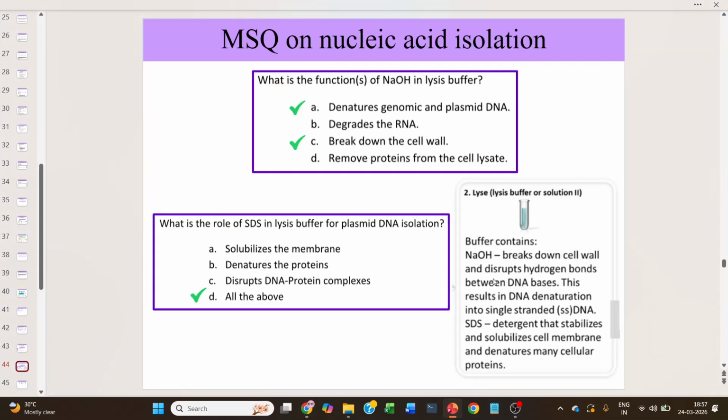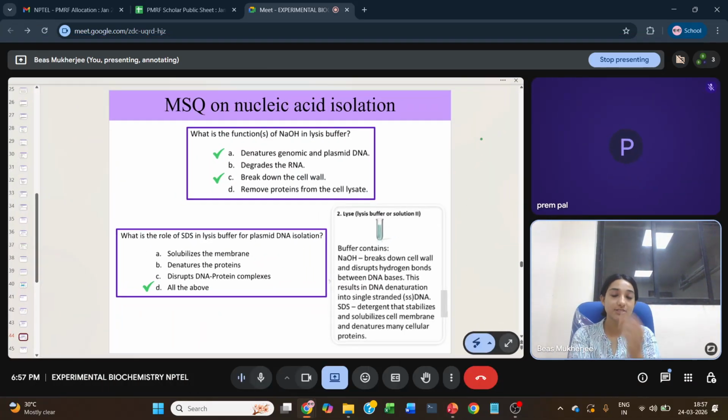So we will look at the right answer. A and C. Yes, right. Because NaOH also helps in breaking down the cell wall, and removing protein from the cell lysate is something it is not doing. This is done by SDS. NaOH's main role is denaturation of plasmid and genomic DNA, but it also helps in breaking down the cell wall because it is made up of proteins.